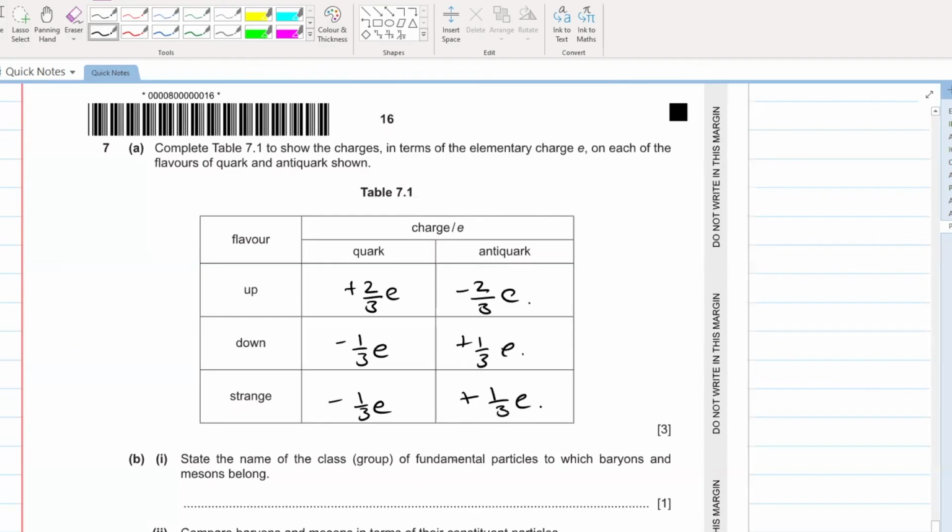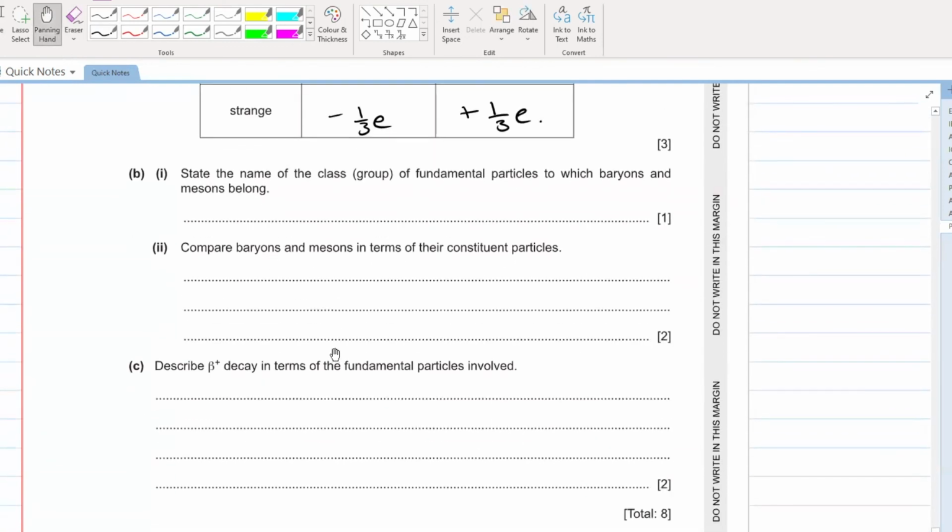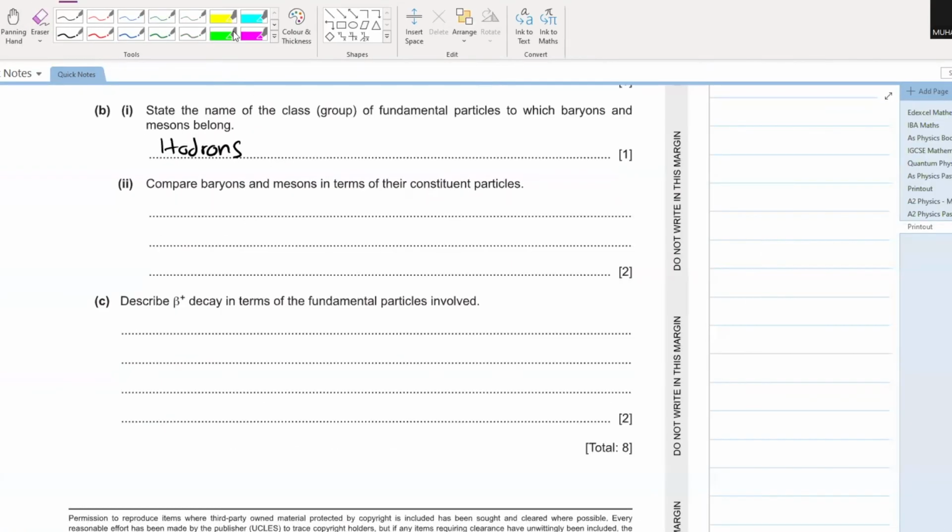State the name of the class or group of fundamental particles to which baryons and mesons belong. Beta, baryons and mesons belong to which group? They belong to hadrons. Baryons and mesons belong to which group? Hadrons.